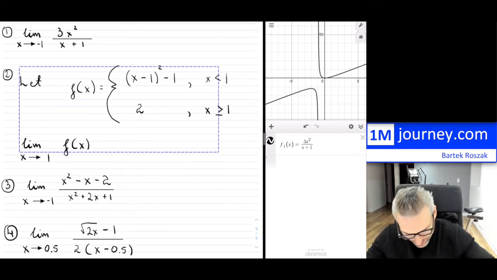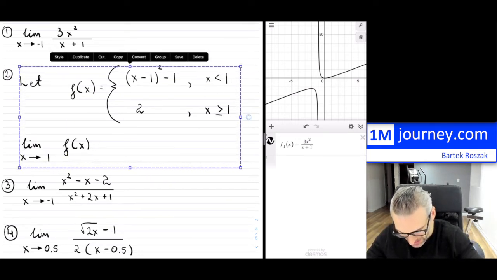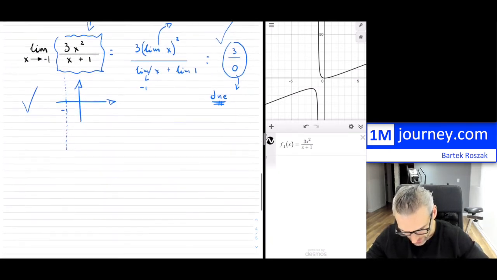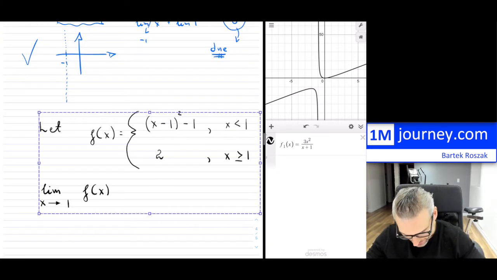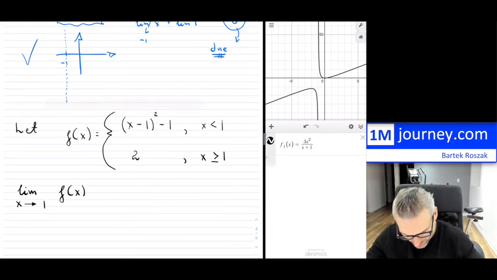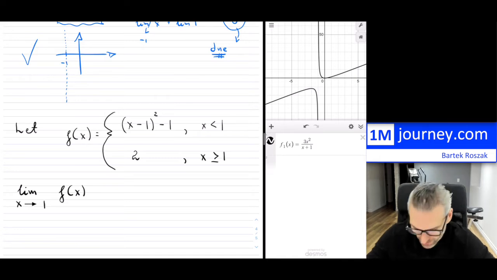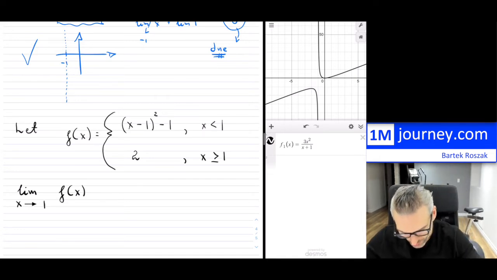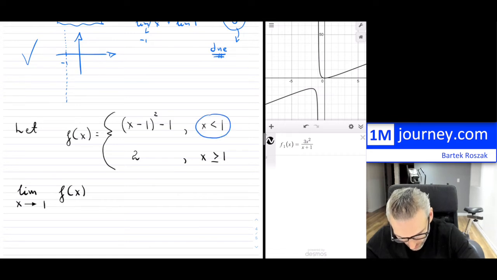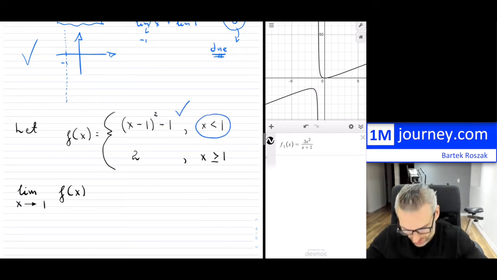So this is example number 2. This looks like some kind of piecewise function. So let me copy this, bring this down. So here it is, and we're trying to take the limit of this function as x is approaching 1. Now, do we run into a problem here? First of all, for x less than 1, this looks like some kind of parabola.